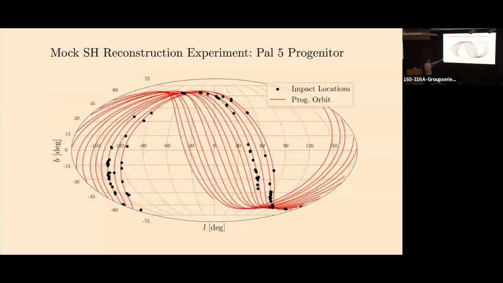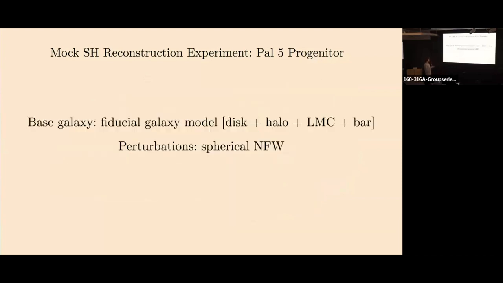Getting to the end here. So here's a PAL5 orbit on the sky, and the subhalos that I'm going to inject are the black points. You can tell it's preliminary work because I've kind of put them in the wrong spot based on Arpit's talk. But there's more in the south than the north. That's all I was going for. I got it sort of flip-flopped. It's an easy change to make. So the model here, the base galaxy is going to include disk, halo, LMC, and a bar. The perturbations are just mini spherical NFWs.